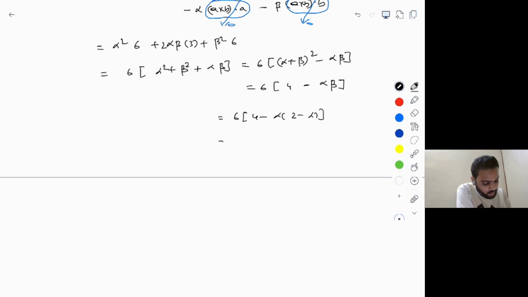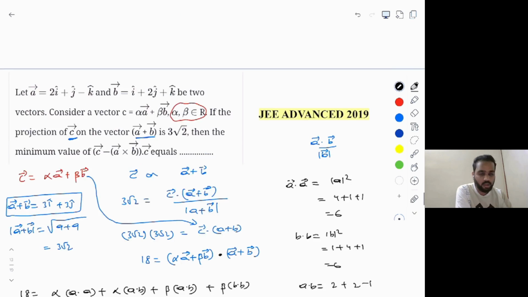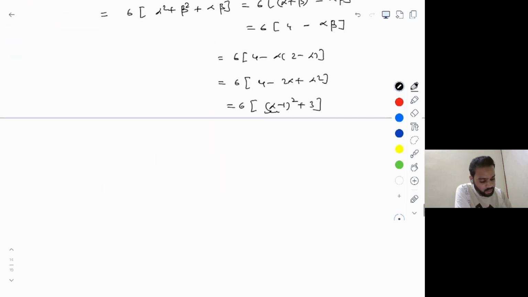And on expanding, you get a quadratic in terms of alpha, right? So which will give you 4 minus 2 alpha plus alpha square, or else directly 6 times this is nothing but alpha minus 1 whole square plus 3. Okay. You can write this alpha square minus 2 alpha plus 4 as alpha minus 1 whole square plus 3. But as per the given question, alpha can be any real number here, which means I can say that alpha minus 1 whole square will be greater than or equal to 0.